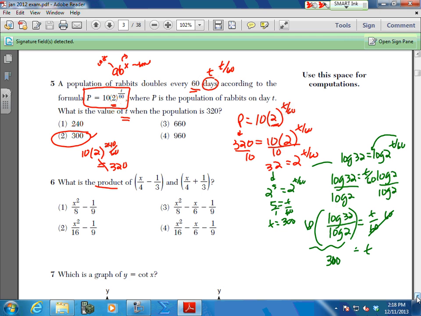Number 6 is looking for a product. Multiply. If you notice, these are the same terms separated by opposite signs. So therefore, these are your perfect squares. So we can take a shortcut, multiply the first terms. X to the 4th times x to the 4th gives you x squared over 16. A positive times a negative will give you a negative. And 1/3 times 1/3 will give you 1/9. So you're looking at x squared over 16 minus 1/9. And there is your choice 2.